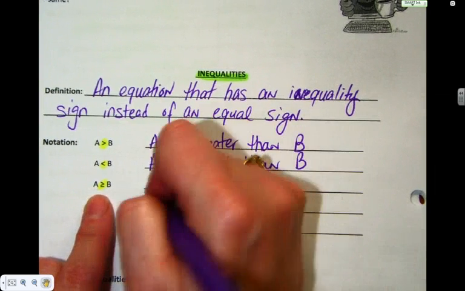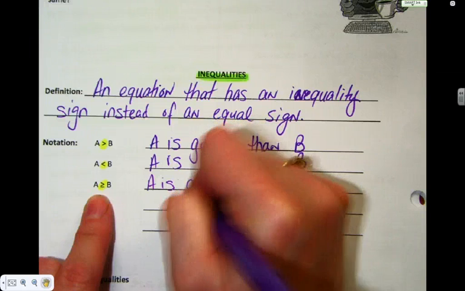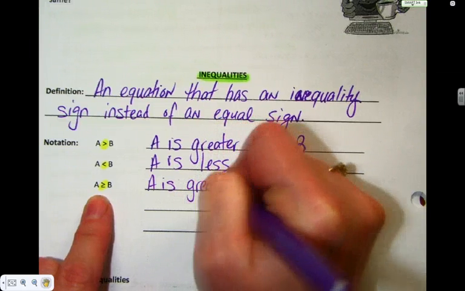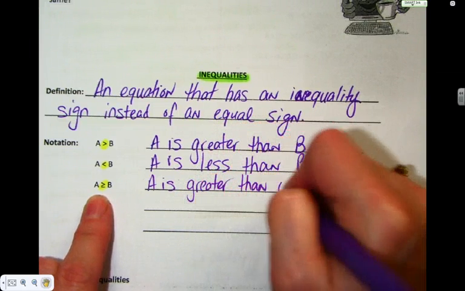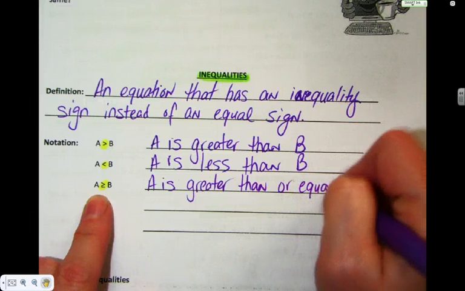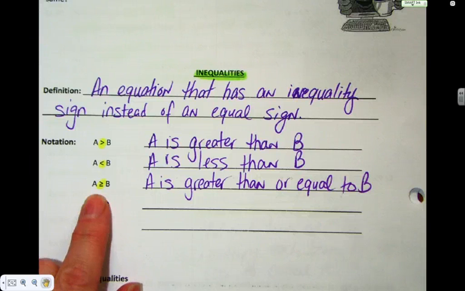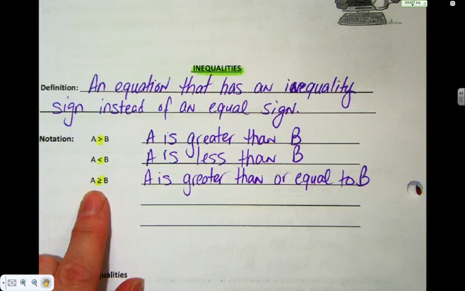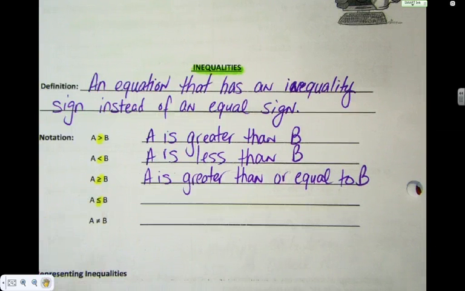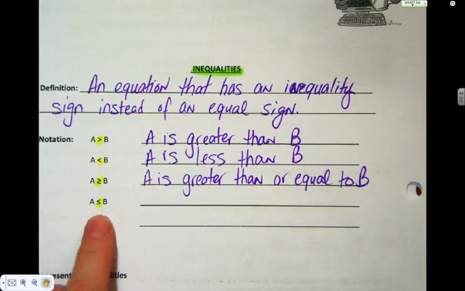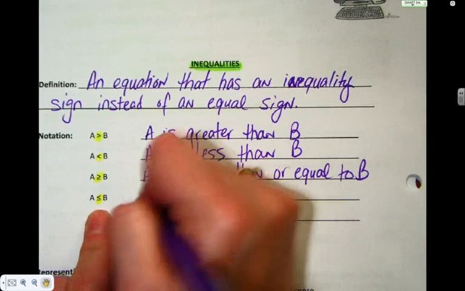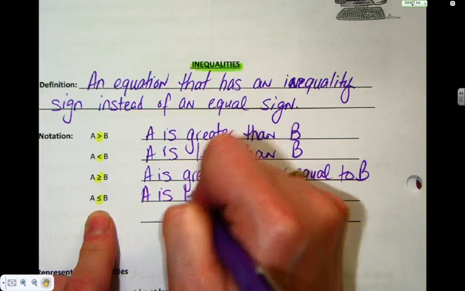What does it mean when we put this little line underneath it? Well, this means A is greater than or equal to. Greater than or equal to. And we'll talk about what that means when we do some examples. Using some logic here, what do you think this next one is? Less than or equal. Ooh, very good.